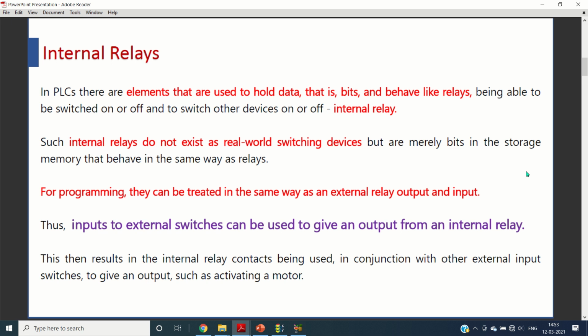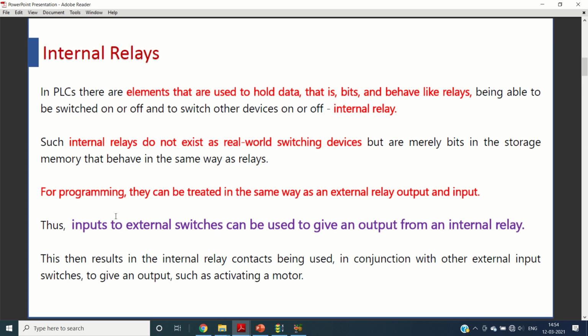Now you can see if you want to program them, they can be treated in the same way as external relay outputs and inputs. You can use them very easily. You can put them in the ladder diagram, then you can apply them for controlling external relay inputs or outputs. There is no problem, absolutely no problem. Again, inputs from external switches can be used to give an output from an internal relay. This is also possible. This then results in internal relay contacts being used in conjunction with other external input switches to give an output, whatever the load can be.